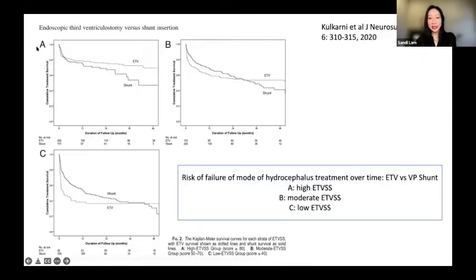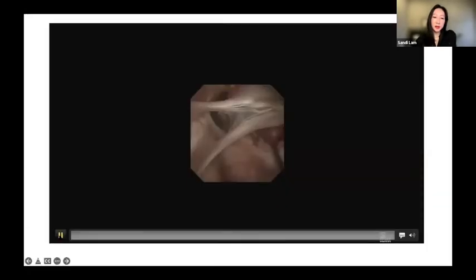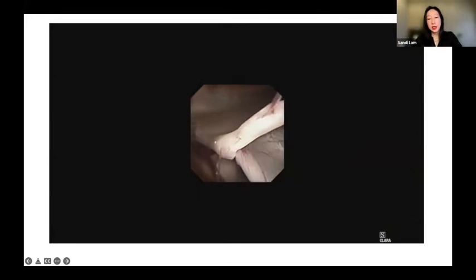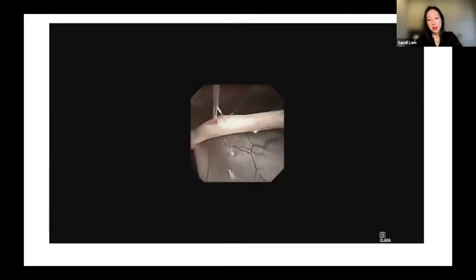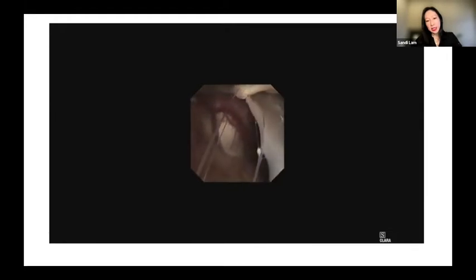So anybody who knows me knows that I would definitely consider neuroendoscopy in anybody and then try to see if that's really the right thing to do. So in terms of, say, post-hemorrhagic hydrocephalus, this is the typical way that endoscopy in my hands would look. And this would be considered a more late intervention with larger ventricular sizes already.